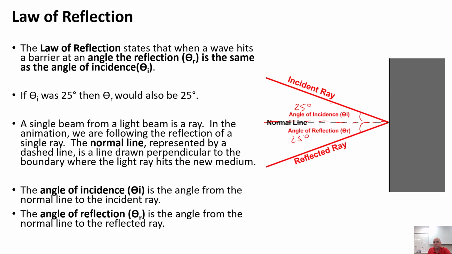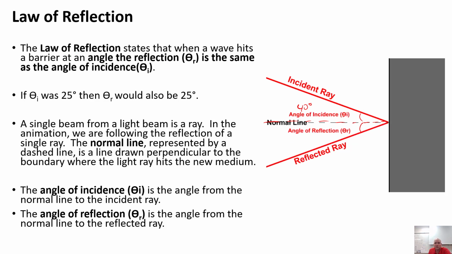Always from the normal, so the incident ray coming in to the normal should be equal to the angle from the normal line to the reflected ray coming out. So if this was 40 degrees, this would have to be 40 degrees as well. Some harder questions might ask you what this angle would be, but I'm not going to do it in this video. That might be something other than 40 because it's not part of the definition. The definition is always relative to the normal line here.